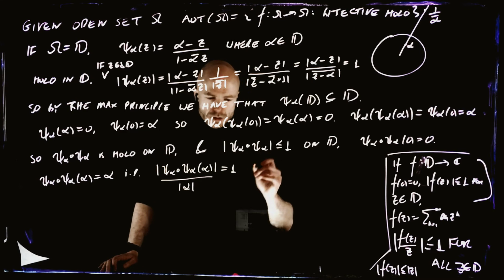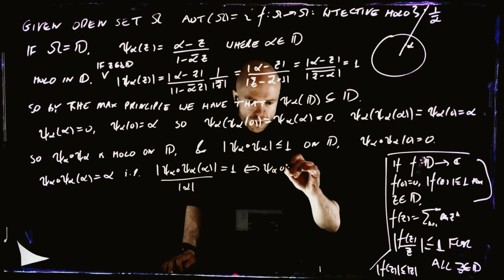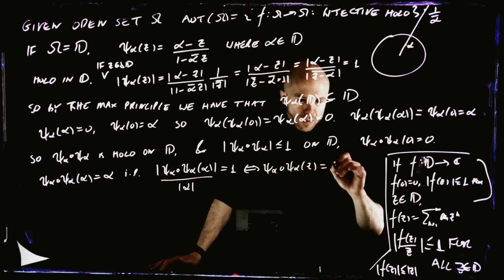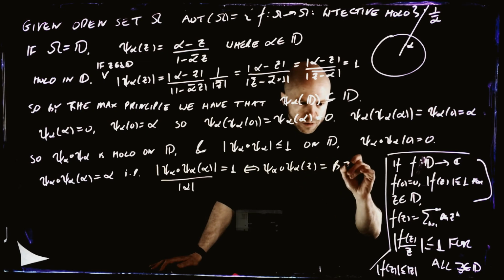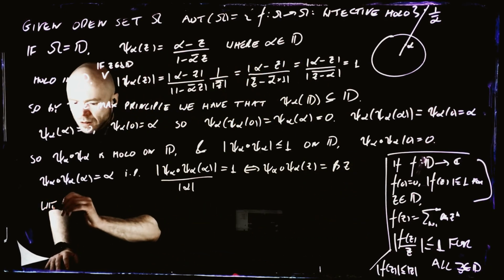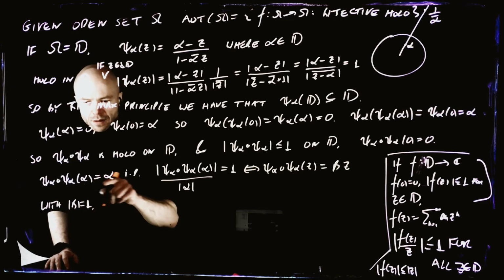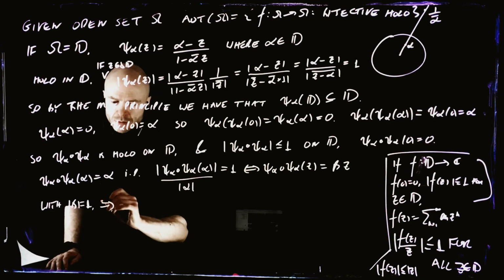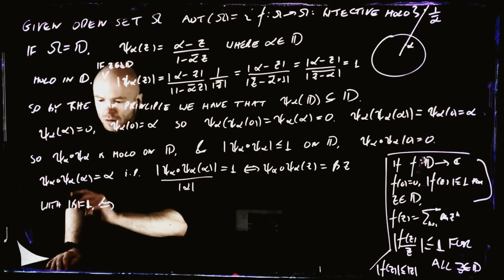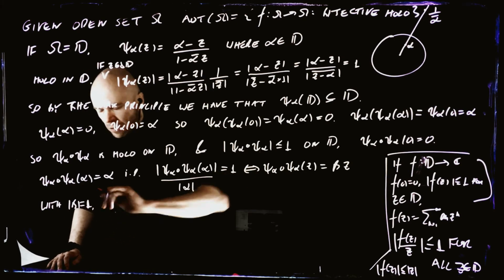So this implies that phi of alpha composed with phi of alpha of z is equal to some complex number, let's call it beta now because we used alpha already, with absolute value of beta equal to 1. But then this is only possible if this beta is actually just equal to 1. So let's call this thing star.